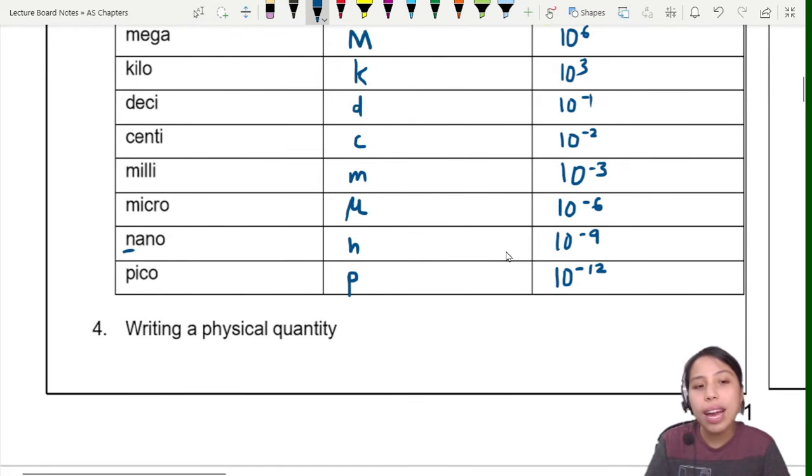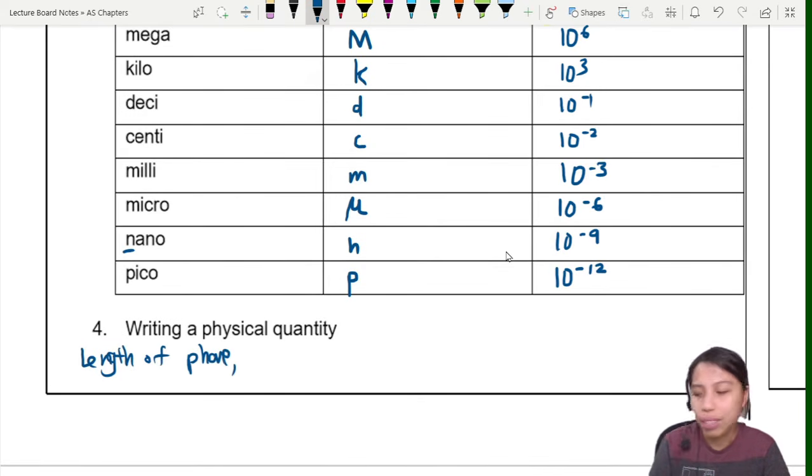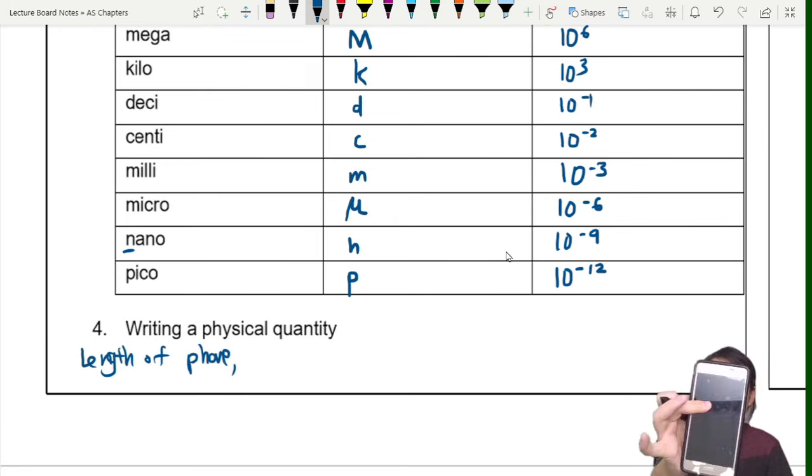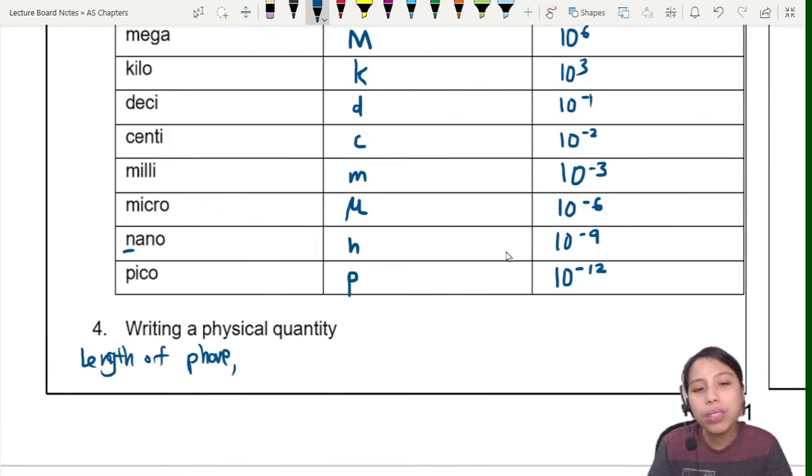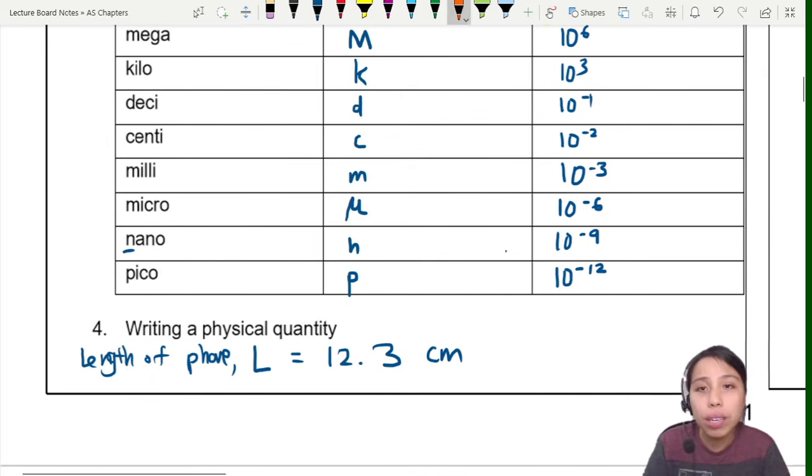So for example, let's say I like to measure the length of my phone. So you can take out a phone, try and measure what's the length. You know what a phone is, right? Phone, smartphone, see how long it is. And maybe I say, okay, the length of the phone, let's use the symbol L, big L. Okay. And I measure to be 12.3 centimeters in my ruler.